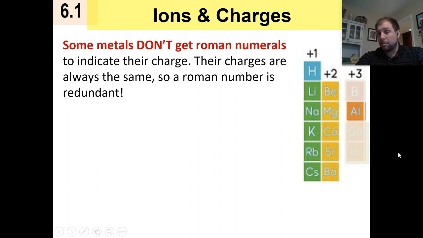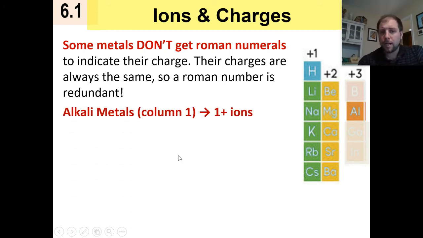Like I said, most metals get Roman numerals because they can form many different charges depending on the situation and what they're bonding with. Okay? But there are some metals that don't get Roman numerals because their charges are always the same. They never vary. All right, and these are, for the most part, the metals on the far, far left of the periodic table. Anything in column 1, this column right here.